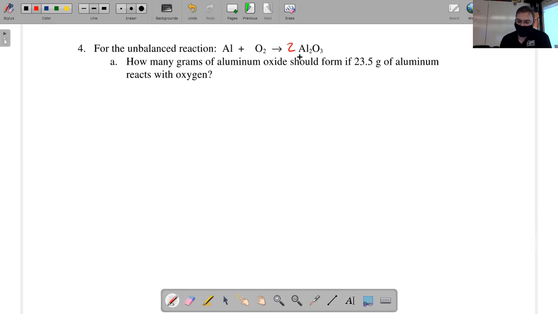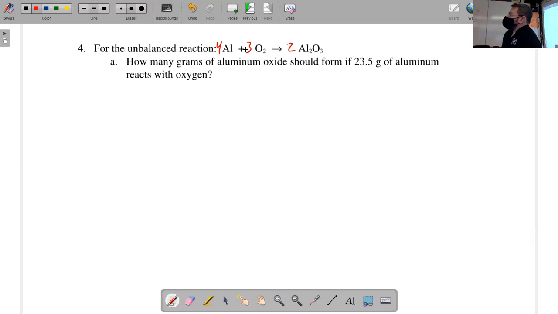This reaction has to have a 2 in front of the aluminum oxide, then a 4 in front of aluminum, and a 3 in front of the oxygen. So that's the correct balanced equation. If it's not balanced correctly, you cannot get a correct answer for anything, because every single stoichiometry conversion involves a mole ratio. That mole ratio depends upon the coefficients in the reaction.